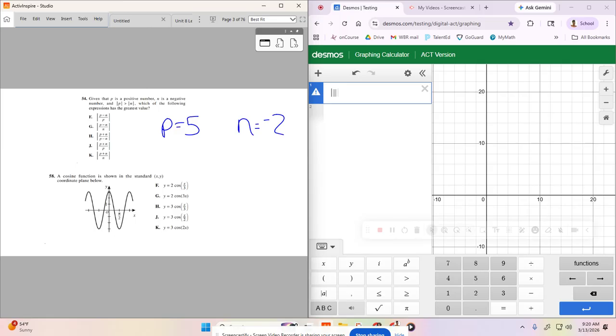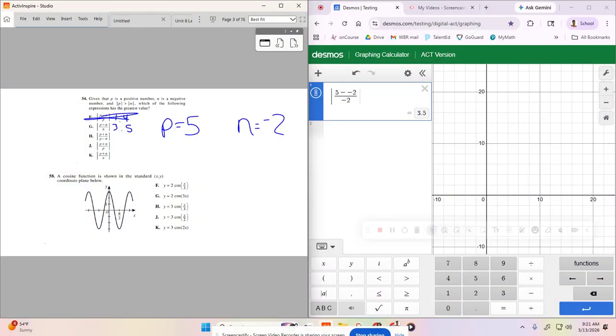Now I'm going to test each of these answers. Inside my absolute value, I have to have a fraction bar, so I start with that division or slash on your keyboard. And I'm just going to use my numbers. 5 minus -2 over P, which is 5. That gives me 1.4. Going to do the similar thing, but this time my denominator is going to have the N value of -2. That gives me 3.5. So far, that's the bigger one.